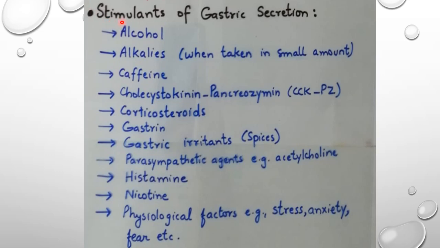Now we are going to see stimulants that can trigger or induce gastric secretions. Examples of stimulants include alcohol, alkalis when consumed in small amounts, caffeine, the hormone cholecystokinin, which is also called pancreazymin, corticosteroids, for example cortisol, gastrin, gastric irritants, for example spices or some condiments, parasympathetic agents, for instance acetylcholine, histamine, nicotine, and even some physiological factors, for example stress, anxiety, fear, etc., can all trigger gastric secretion.